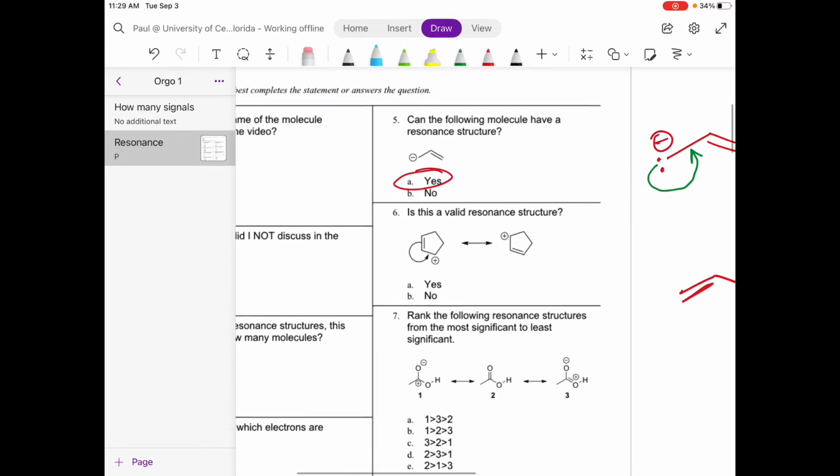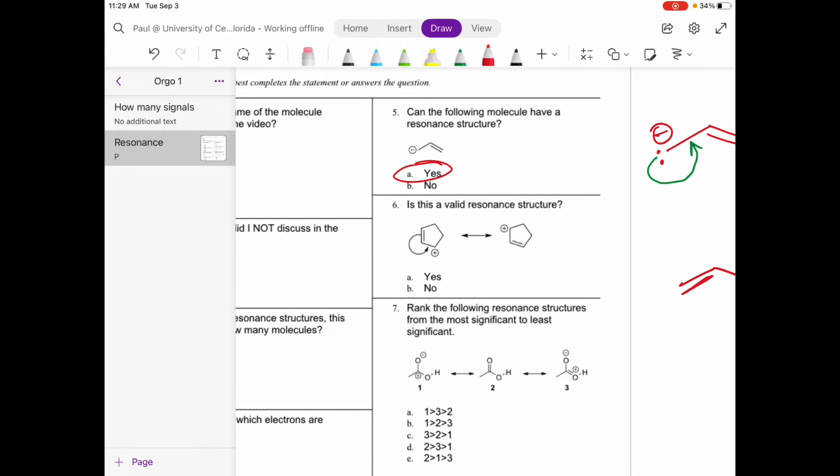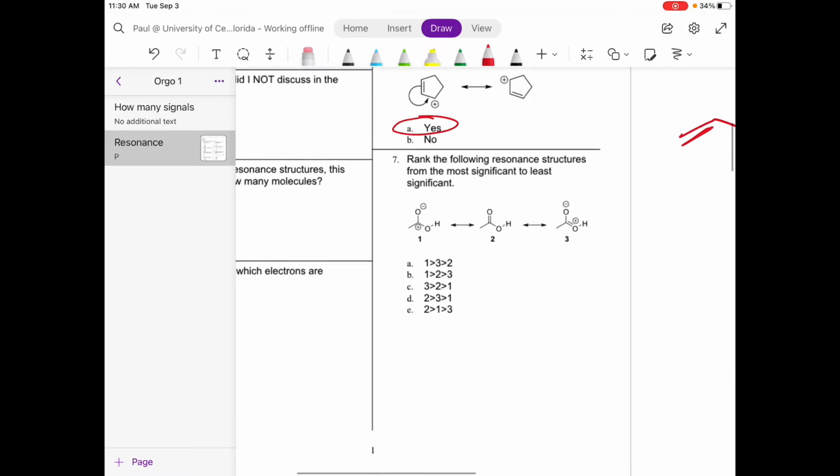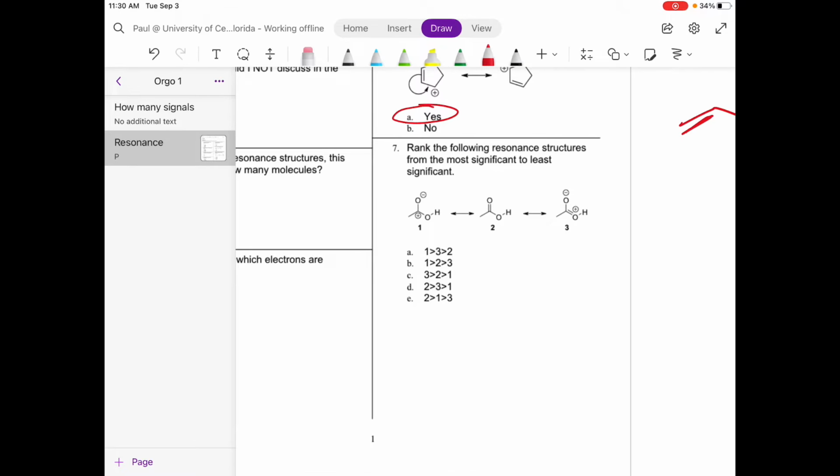Okay, question 6. Is this a valid resonance structure? Yes, it is. Okay, number 7. So what's the first rule that we're supposed to remember? The resonance structure that has the most atoms that have a full octet, or a filled octet, is more significant than those that do not.